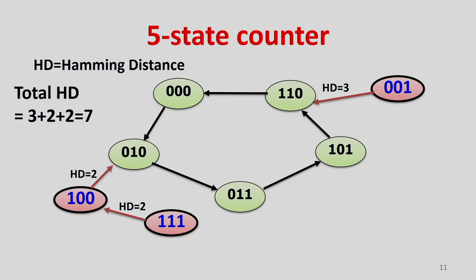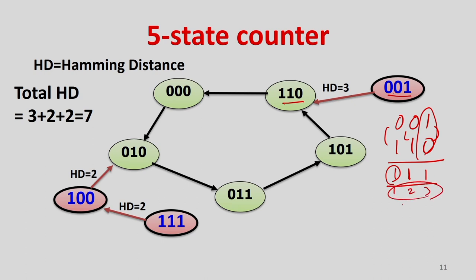If you look at 0, 0, 1 and 1, 1, 0, the Hamming distance is 3. So, this is the difference, this is the difference, this is the difference. Whenever there is a difference, the Hamming distance is 1. So, in this case 1, 2, 3. There are 3 differences there. That means, here the Hamming distance is 3.